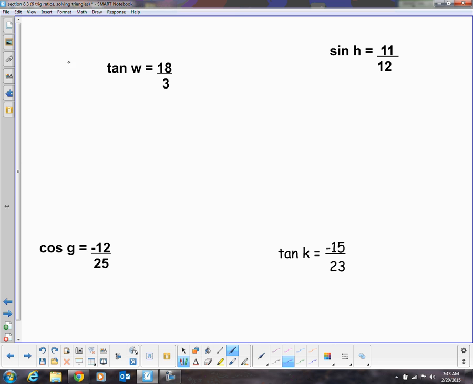So if we were to do tan inverse of this side, I'm going to rewrite it down here. If I do tan inverse of tan W, oh, that's tan, I'm fixing it. So tan W, and then we tan inverse this side.